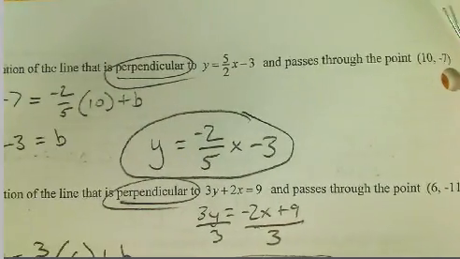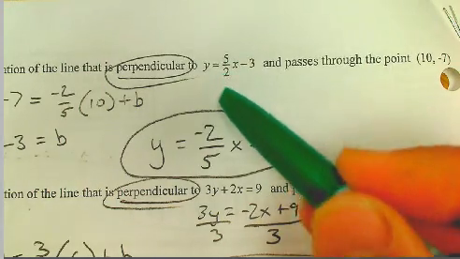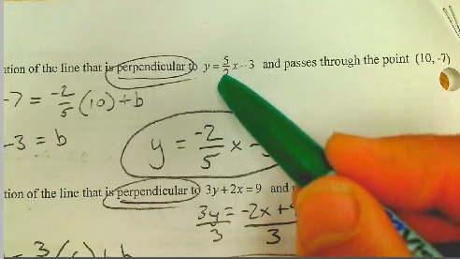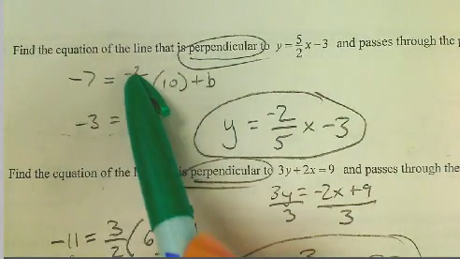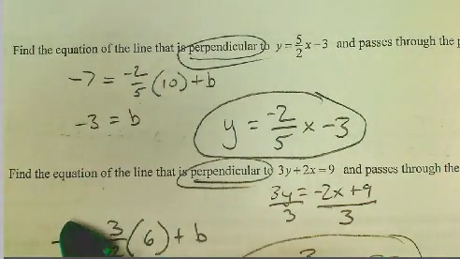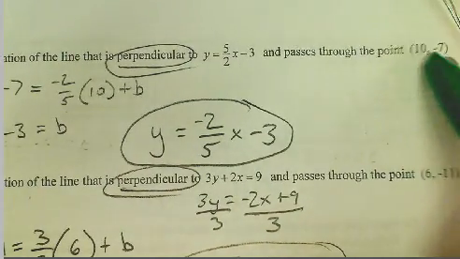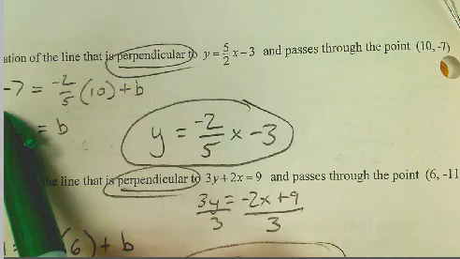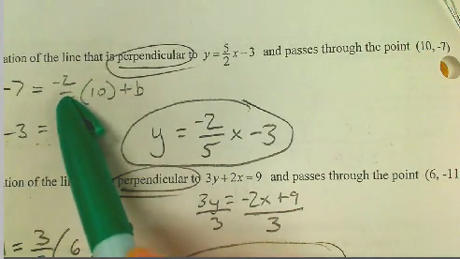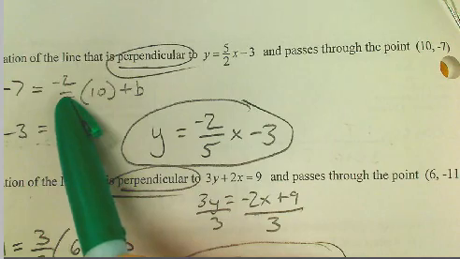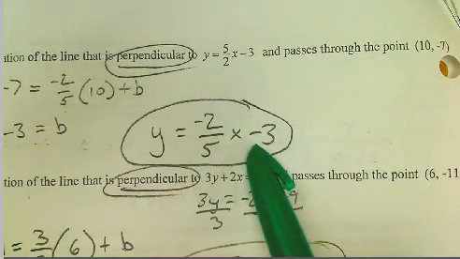Perpendicular. So I'm finding the line that is perpendicular. So that means the opposite reciprocal is the slope. So I flip this slope over and make it the opposite. So if this one's positive, now it's going to be negative. That's how I got the -2/5. Still going to plug in my point. 10, -7. 10 times -2 is -20. Divided by 5 is -4. Add 4 to both sides, and that's how I got a -3. And there's my equation.